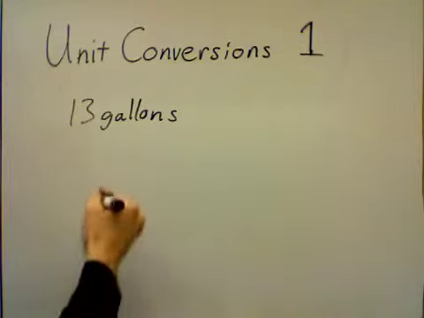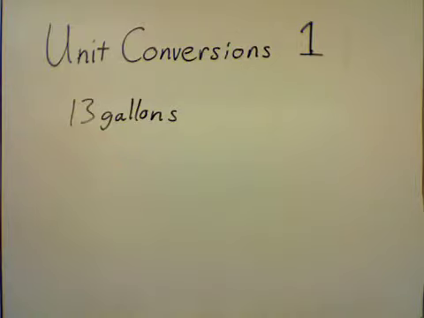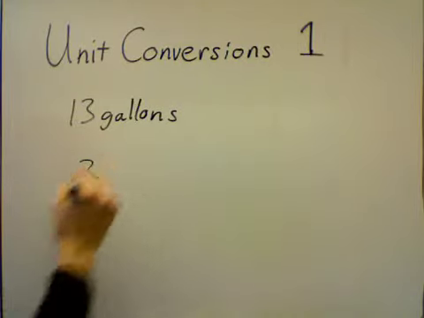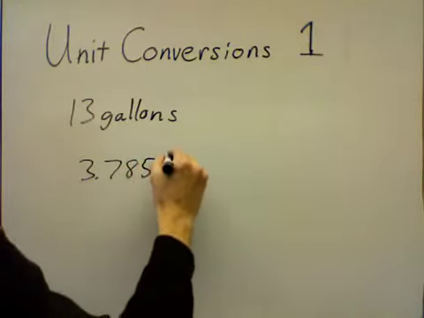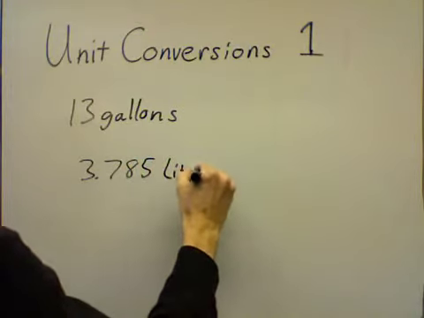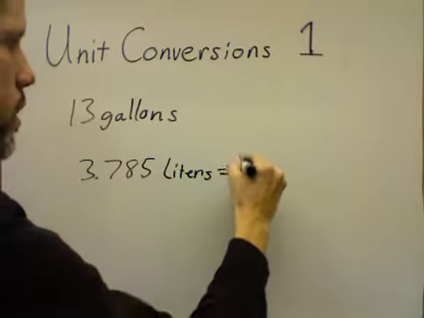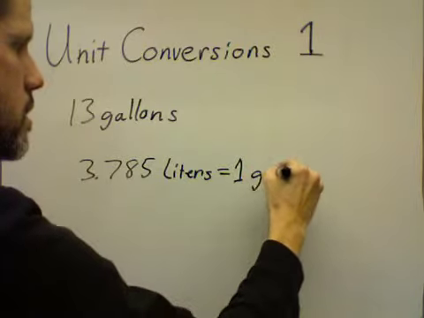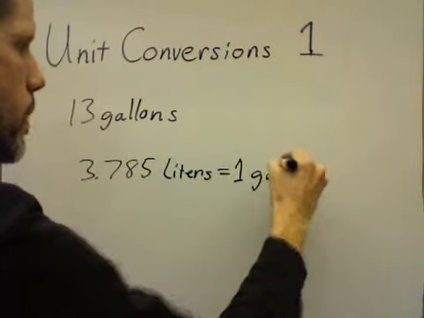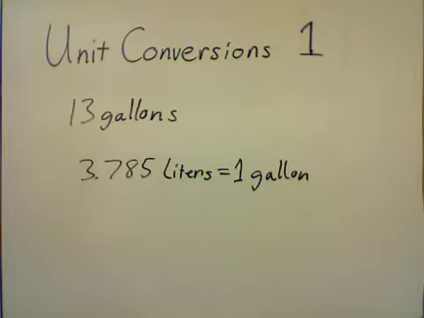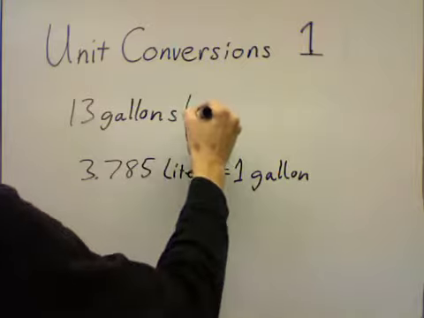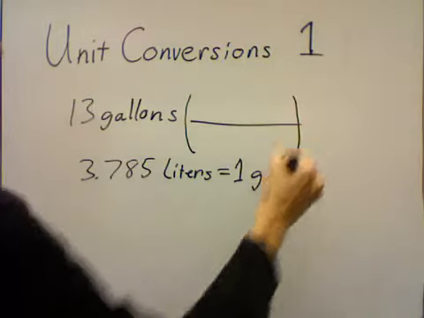Well, again, I have to look up a conversion for gallons to liters, and I find that 3.785 liters equals 1 gallon. That means I can put these two numbers in my ratio and multiply it by 13 gallons. How am I going to do that?